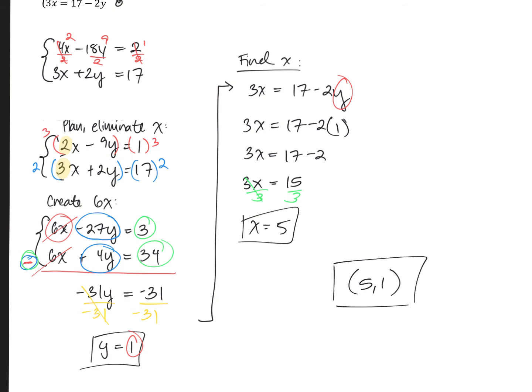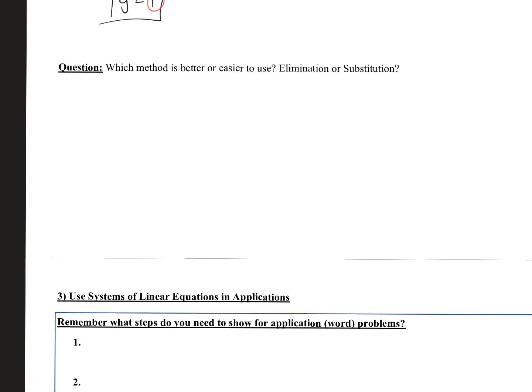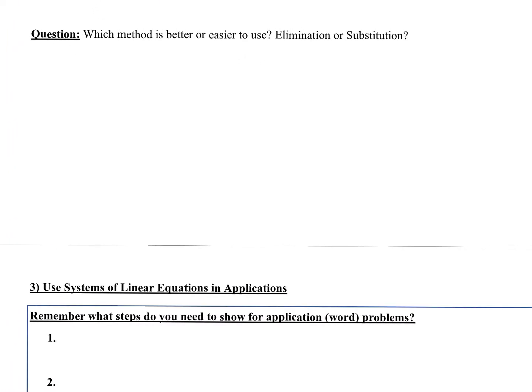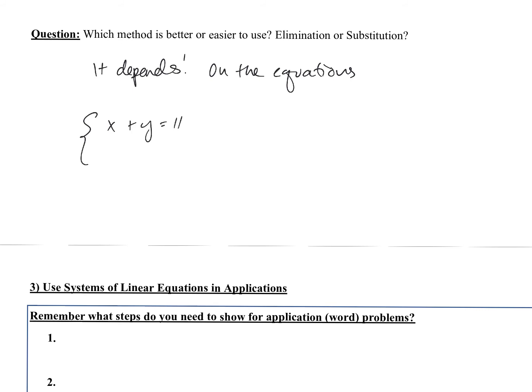Okay, so hopefully that wasn't too bad. Now let's see. I have a question. Which method is better or easier to use, elimination or substitution? And my answer, it depends. What do you mean it depends? Well, it depends on the way the equations are given. If they're already all set up, so we have an x, y equal to a number, and an x, y equal to a number, then usually I'll choose to do elimination.